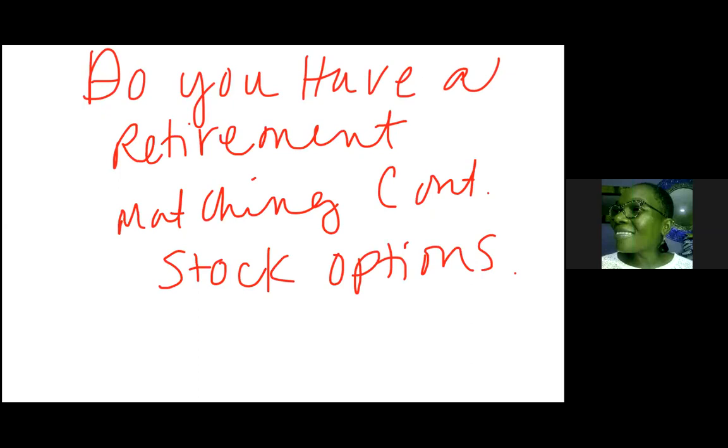If you are already working for an employer and you don't know if they have a retirement account, if they have a matching contribution, if they have stock options, what should you do? Just go and ask them. Go and ask them, guys. By the way, did I tell you that this chapter has a lot to do with financial literacy?